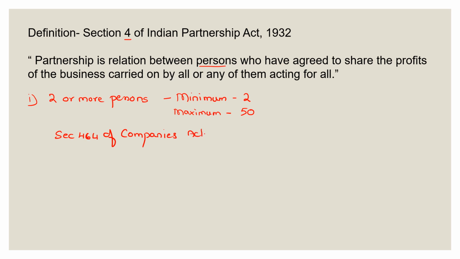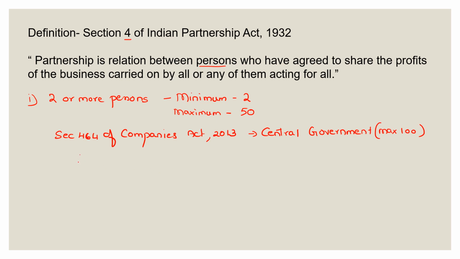So, in the Companies Act of 2013, under section 464, the Companies Act has given the central government the power to fix the maximum number of members. So, the central government has been empowered under the Companies Act to fix the maximum number of persons who can form a partnership under the Indian Partnership Act. And there the max limit has been set at 100.